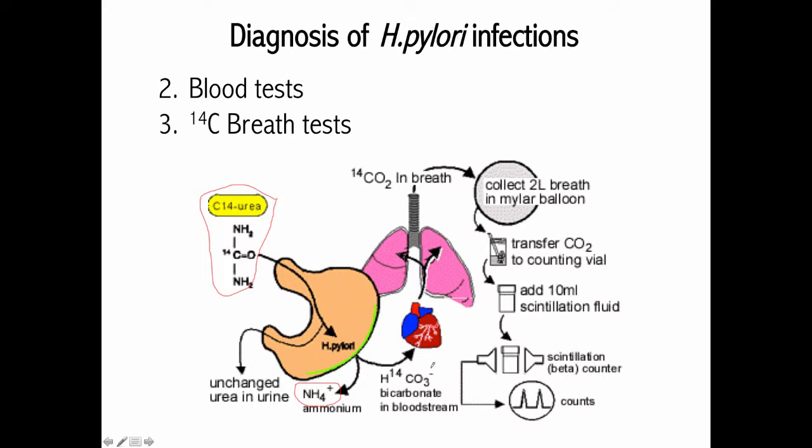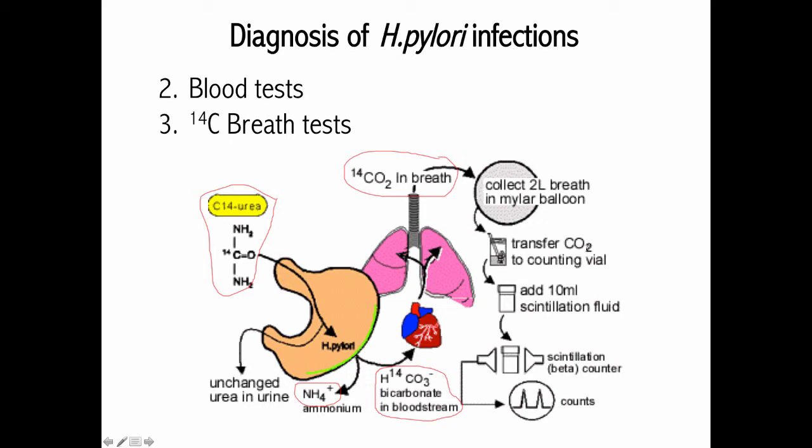The 14 carbon bicarbonate is actually ultimately going to be converted to carbon dioxide in the lungs, and what you do is you exhale that 14 carbon dioxide in your breath, and it's used to inflate a 2-liter mylar balloon, and then that gas is transferred to a counting vial that can be used in a sensitive scintillation counter, and the amount of radioactive 14 carbon dioxide gives you an indication of whether an infection has occurred or not.